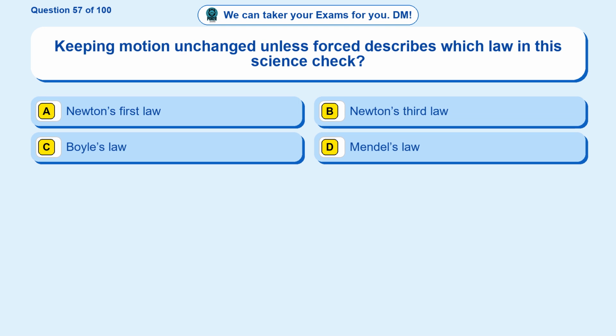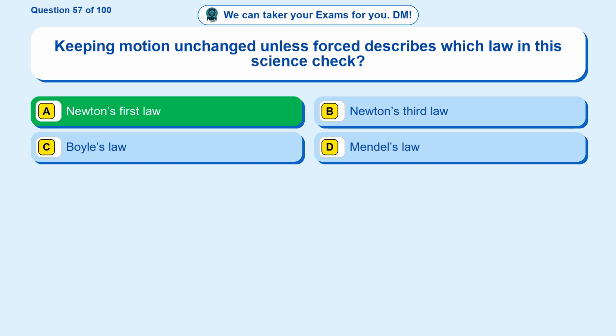Question 57. Keeping motion unchanged unless force describes which law in this science check? Option A, Newton's first law. Option B, Newton's third law. Option C, Boyle's law. Option D, Mendel's law. The correct answer is option A.